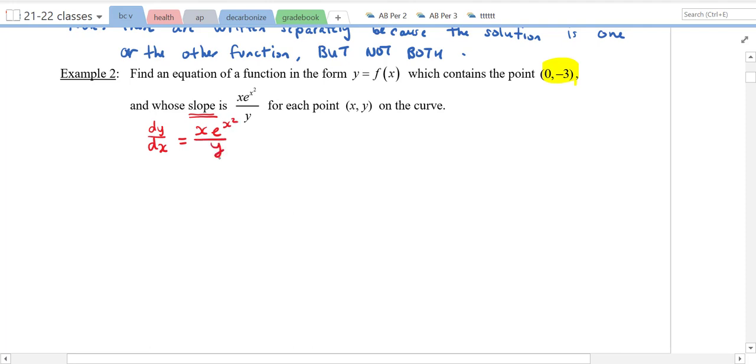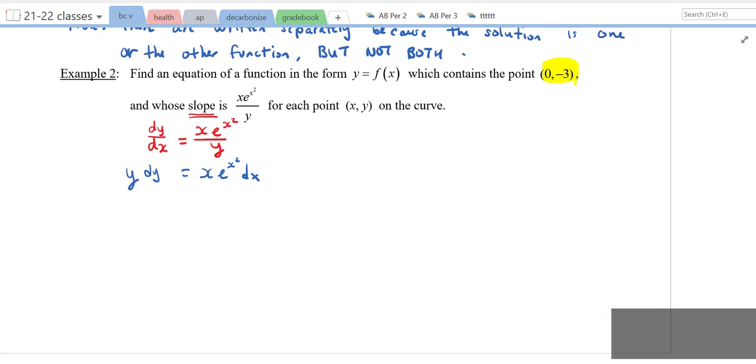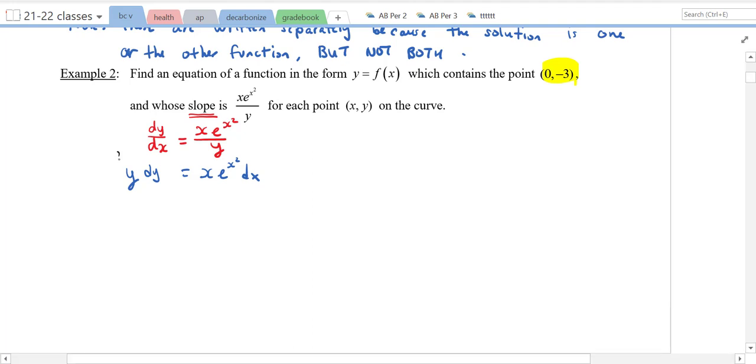Same thing, friends. Let's separate. I'm thinking we'll multiply both sides by dx. So I get x e to the x squared dx. And then technically there should be a y over here, but I could move that to the left side, and that just becomes multiplication, so just y dy. Okay? Great. Now you're ready to anti-differentiate. So when I do that, what do I get? y squared over 2 on the left-hand side.